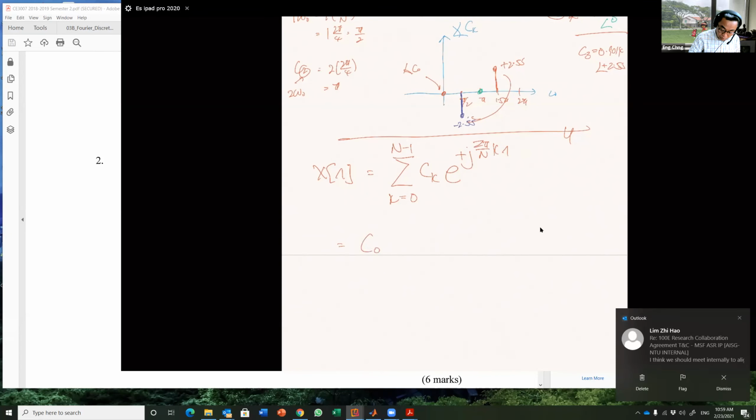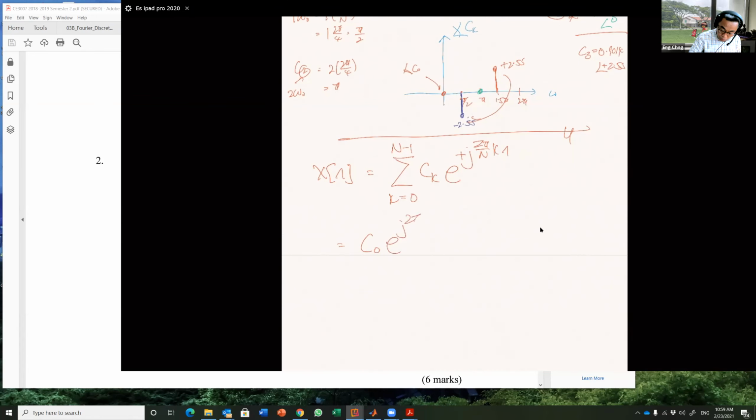We're going to do C0 e^(j 2 pi over 4), where k is 0, and this is n. Then the second one is plus 0.9014 e^(-j 2.55) e^(j 2 pi over 4), where k is 1 because this is C1, times n. Then the third one is 0.75 e^(j0) e^(j 2 pi over 4), where k is 2, small n.